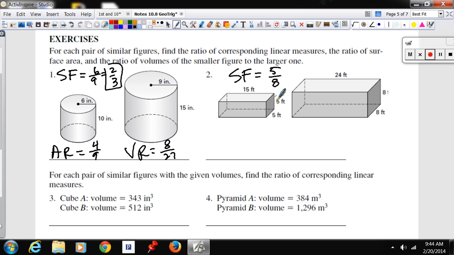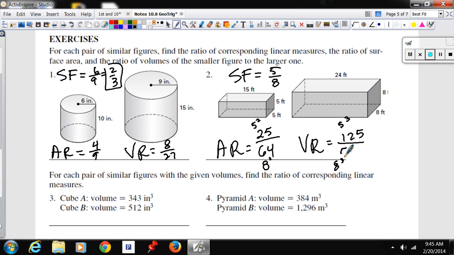That's my scale factor, so my area ratio is 25, which is 5 squared, and 64 is 8 squared. To get the area ratio, I did 5 squared over 8 squared. Square the top one, square the bottom one, that gives you your area ratio. To get the volume ratio, we're going to do 5 cubed over 8 cubed. Yeah, 125 over 512. That's going to be your volume ratio.